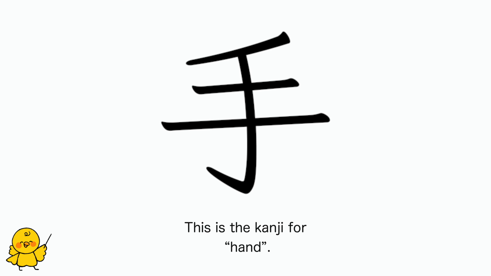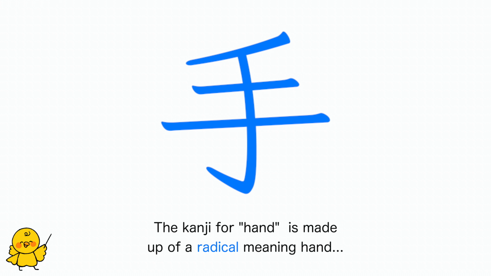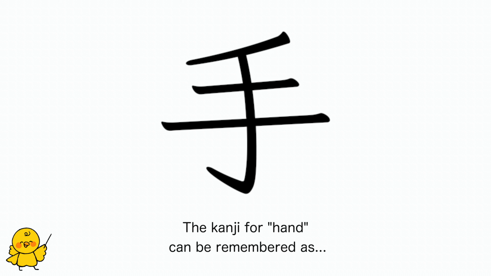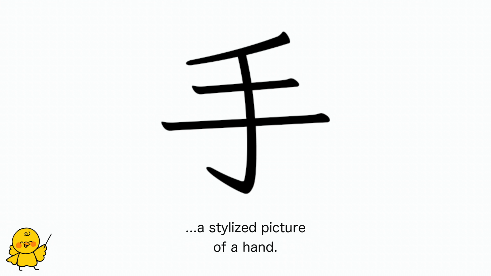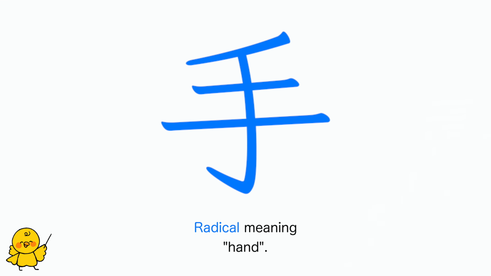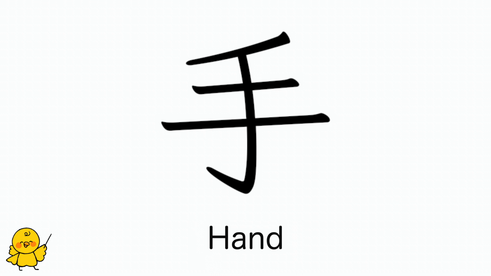This is the kanji for hand. The kanji for hand is made up of a radical meaning hand. There is no other component. The kanji for hand can be remembered as a stylized picture of a hand. Again, the kanji for hand. Quick review. Radical, meaning hand. Hand.